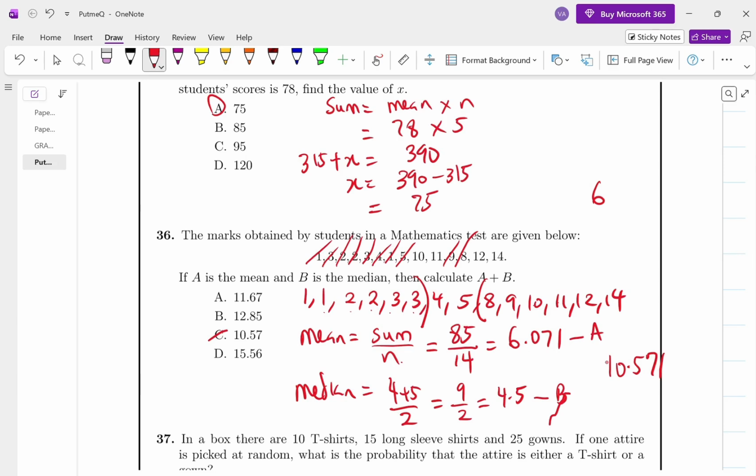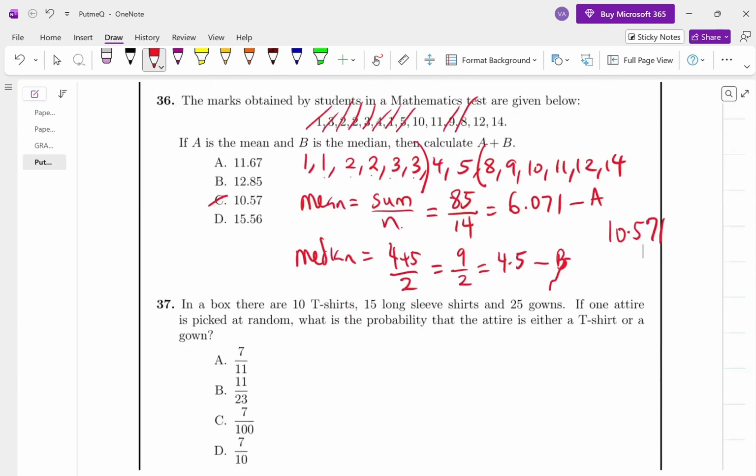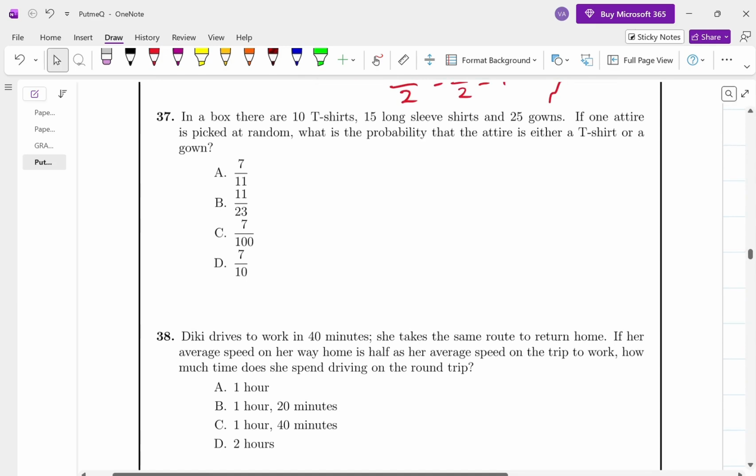Okay, the next one says question 37. In a box, there are 10 shirts, 15 long sleeve shirts, and 25 gowns. If one attire is picked at random, what is the probability that the attire is either t-shirt or gown? Okay, so first things first, let's add up the dresses or the shirts. Let's see. So 10 plus 15 is 35.